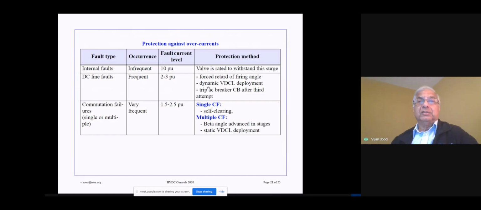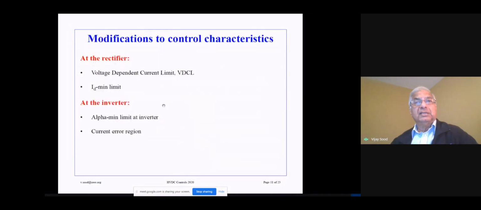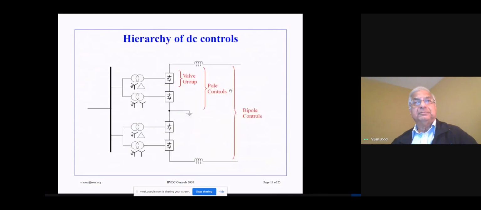The second thing that will also apply will be the dynamic VDCL, the voltage dependent current limit. So if there is a DC line fault, of course, the DC voltage will collapse. The low voltage protection at the rectifier will kick in. And this is the protection system that we talked about earlier. It's this characteristic over here, this VDCL characteristic. And this will protect against any DC line fault current, so the current is not exceeded.